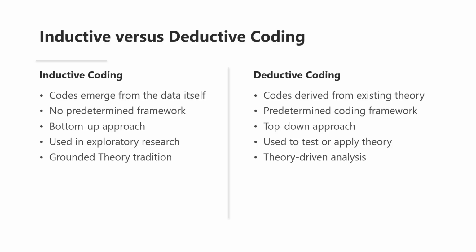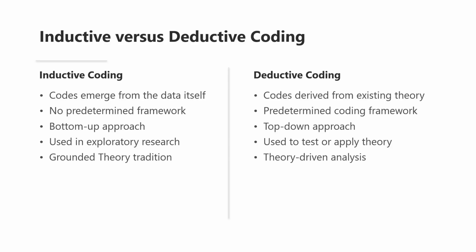Inductive coding is associated with the grounded theory tradition in qualitative research, which aims to build theory from the ground up based on observed data. It is most appropriate for exploratory research where you do not have strong prior expectations about what you will find.